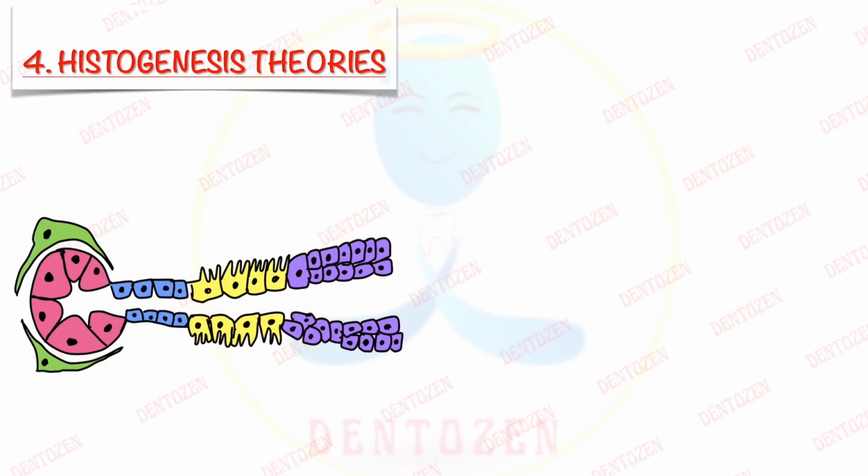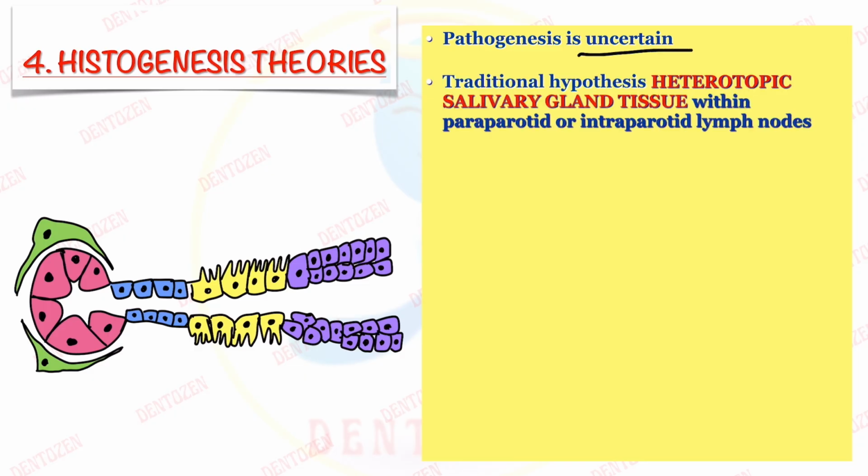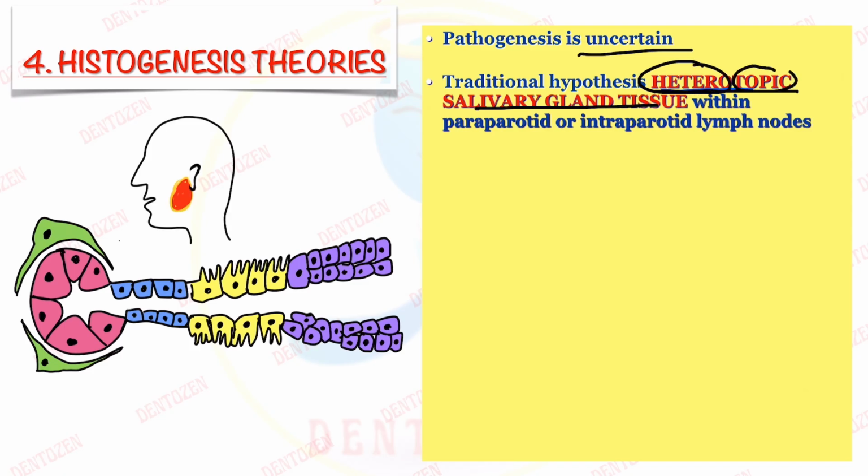Now talking about the theories of histogenesis, how this tumor forms. Pathogenesis is uncertain, but different theories have been given. The traditional theory is that it is derived from heterotopic salivary gland tissue. What is heterotopic salivary gland tissue? Hetero means different, topic usually refers to location. So if the salivary gland tissue is found in a different location than its normal location, that is, during embryonic development, salivary gland tissue gets entrapped in the lymph nodes of the parotid region. There were lymph nodes here, but salivary gland tissue got entrapped in them. So that can lead to Warthin's tumor.